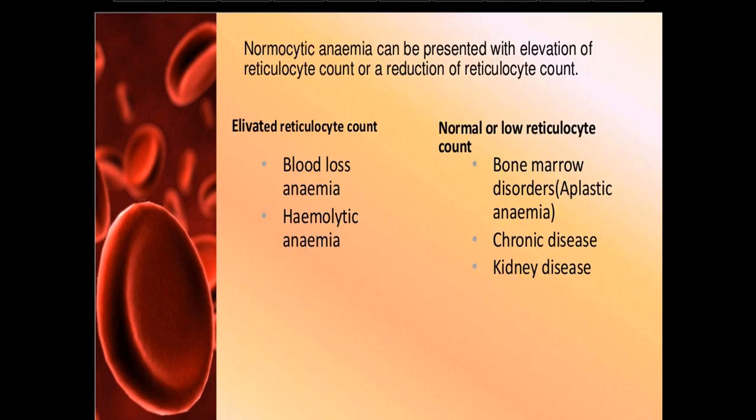Normocytic anemia can present with an elevation of reticulocyte count or a reduction of reticulocyte count. Elevated reticulocyte count has reasons including blood loss anemia and hemolytic anemia, while normal or low reticulocyte count has reasons like bone marrow disorders, chronic diseases and kidney diseases.